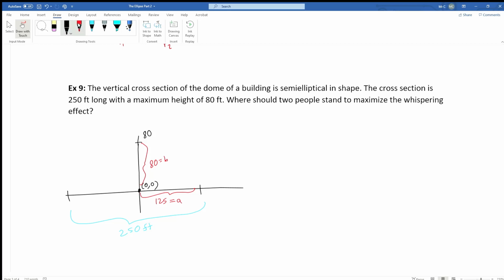So if I want c so that I can find my foci, I'll solve b squared equals a squared minus c squared. So 80 squared equals 125 squared minus c squared. I'll move the c squared over and subtract: 125 squared minus 80 squared. And that's definitely calculator work. So let's go ahead and tackle that. One moment.